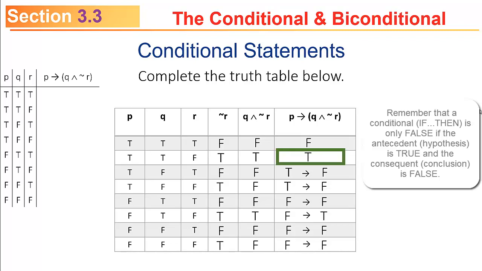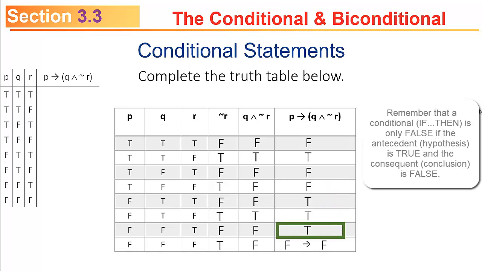So it's true here. There's a true implies false, so that's false. There's another true implies false, so that's false. The rest are not true implies false. So as you scan down the list, you're looking for true implies false. Those particular rows are false. The rest of them are true. And voila, you have the truth table completed.